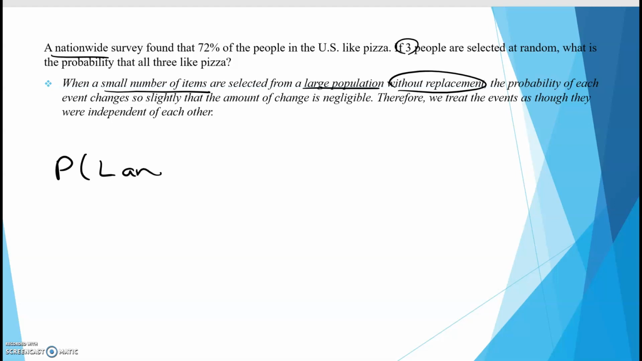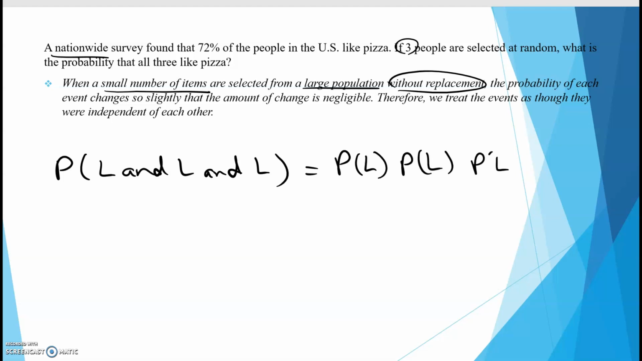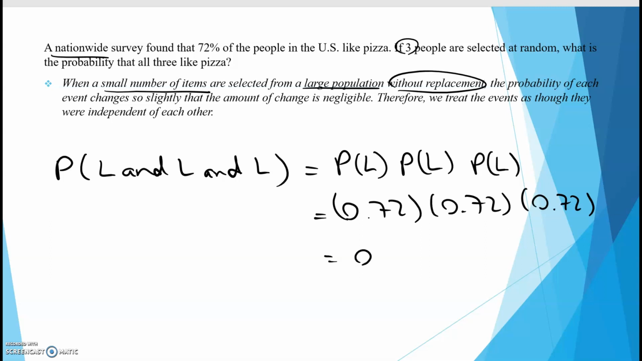So if we're trying to find the probability of getting someone who likes pizza, and then who likes pizza, and then who likes pizza, if I treat it as though this was independent, I'm just going to multiply all these together. Well, the probability of someone liking pizza, 72%, take it out of a percentage, multiply this 3 times, which on your calculator this would be easier, raise it to 3, and this would be the same thing as 0.37. But that's the only exception to the rule.